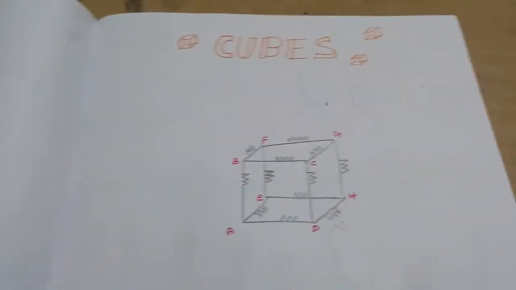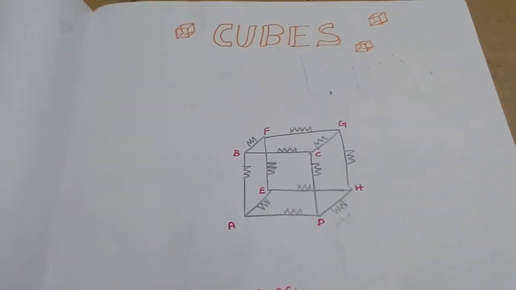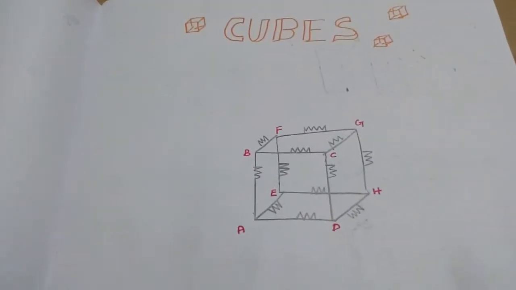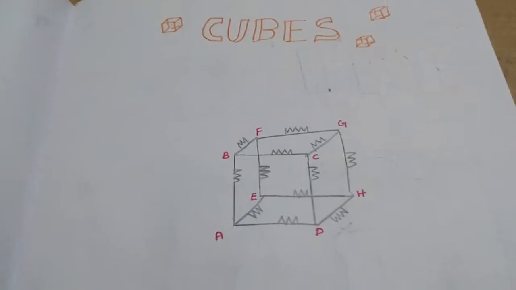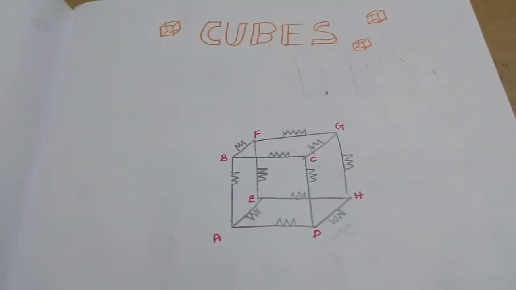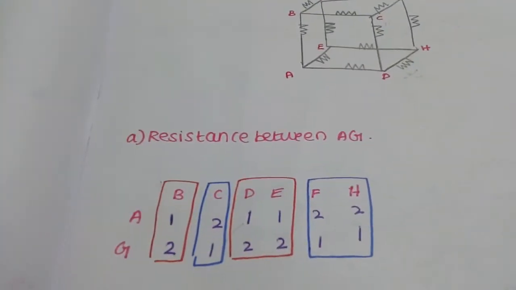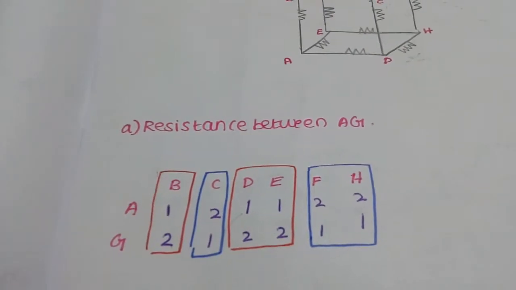I know that many of them will have a lot of confusion in the cube sums. So now we are going to clear all our doubts by a simple trick. This is the common circuit for all the cube sums. First, they may ask the resistance between A and G.